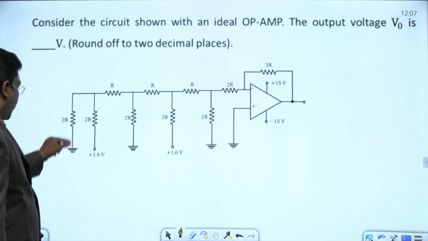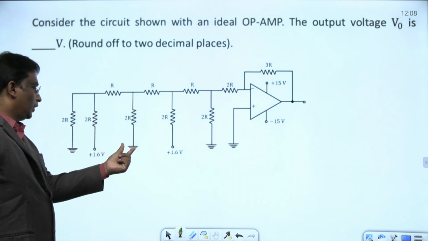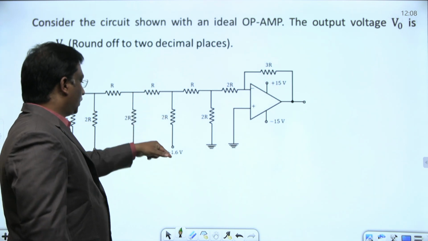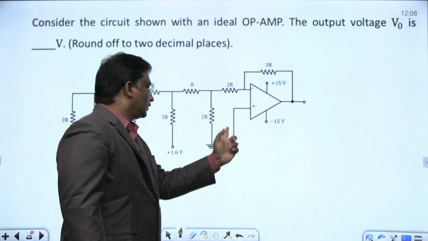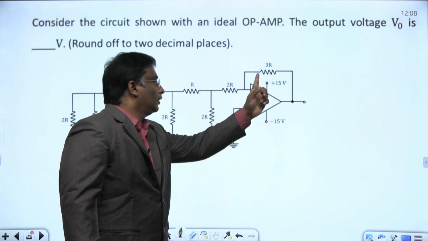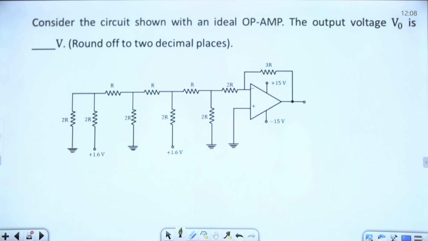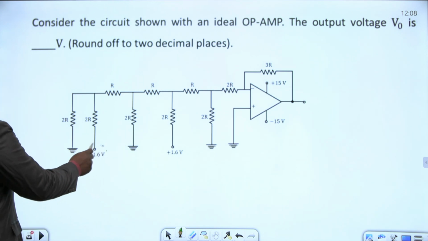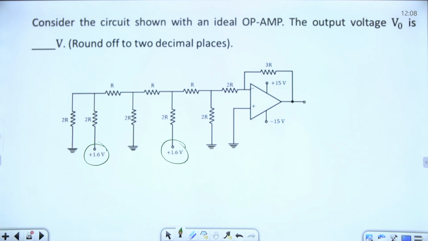Here this is grounded through R. This is 2R connected to 1.6 volts. R. This is 2R connected to ground. R. 2R connected to 1.6. R. 2R grounded. This is 3R, plus 15, minus 15, and V0 is what they are asking. And tell me, how many inputs are applied here? 2 inputs: 1.6 volts here, 1.6 volts here.